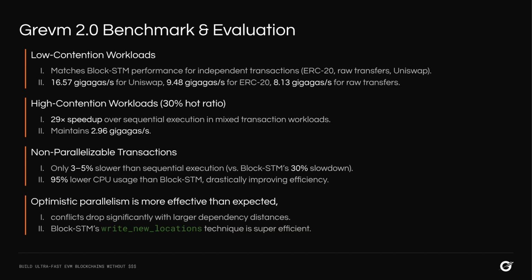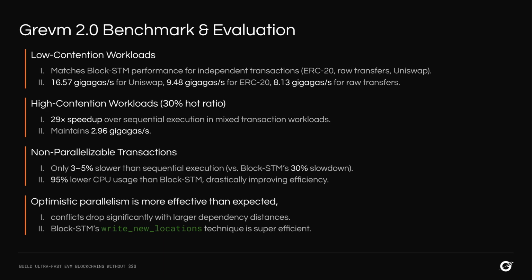So the benchmark is also very good. These algorithms can actually match Block-STM performance for the most ideal case of independent transactions, which is definitely more than we need. And for a high-contention workload, where we put in a workload with 30% of transactions depending on each other, it is like a 29 times speedup, maintaining at least almost 3 gigagas. And for non-parallelizable transactions, this mechanism nicely solved the drawback from Block-STM, the 30% slowdown. We achieved only a 3 to 5% slowdown compared to sequential execution.